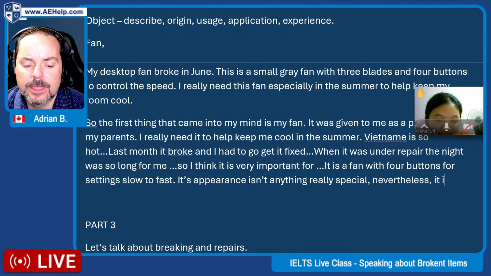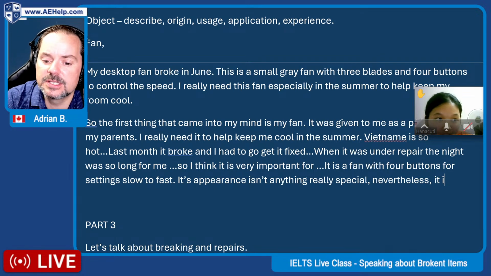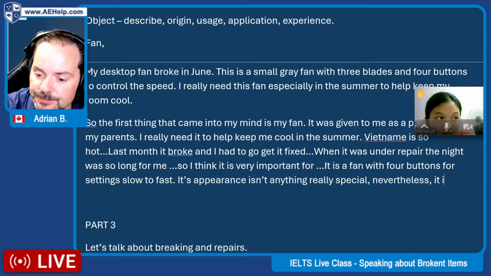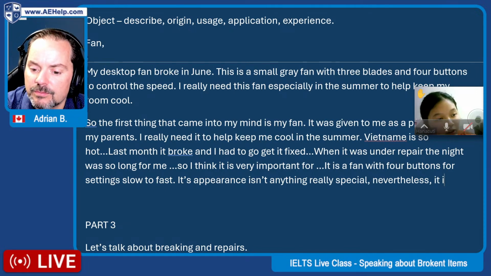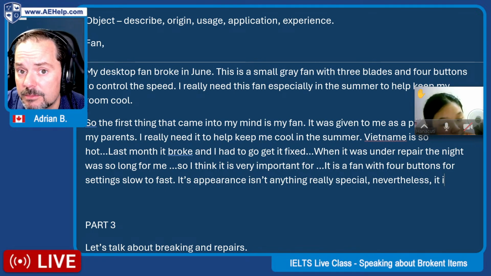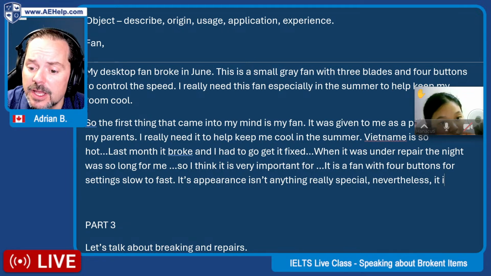Just repeat after me. Its appearance isn't anything really special. Its appearance is not anything that's special. Nevertheless, I really love it because I got it from my parents, and it helps me sleep better and study for school.